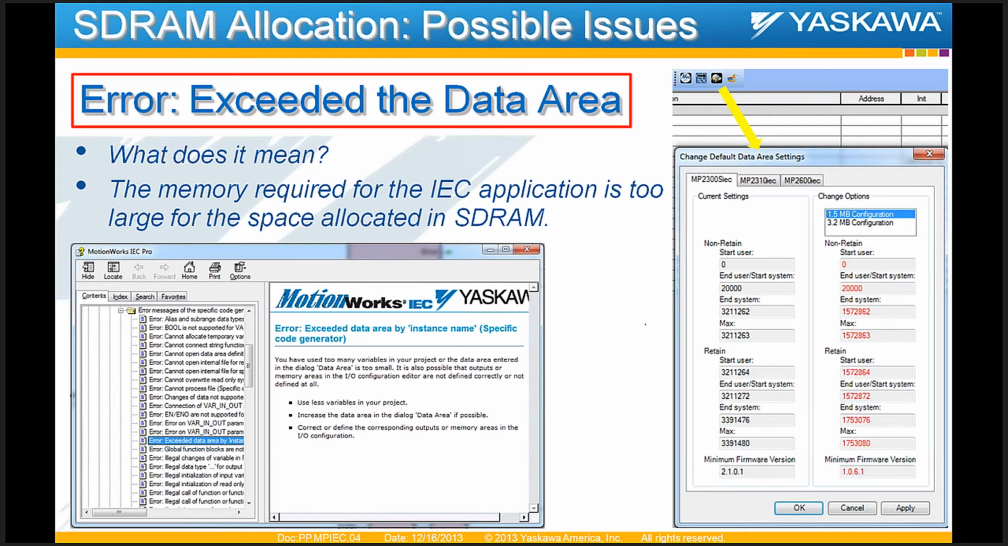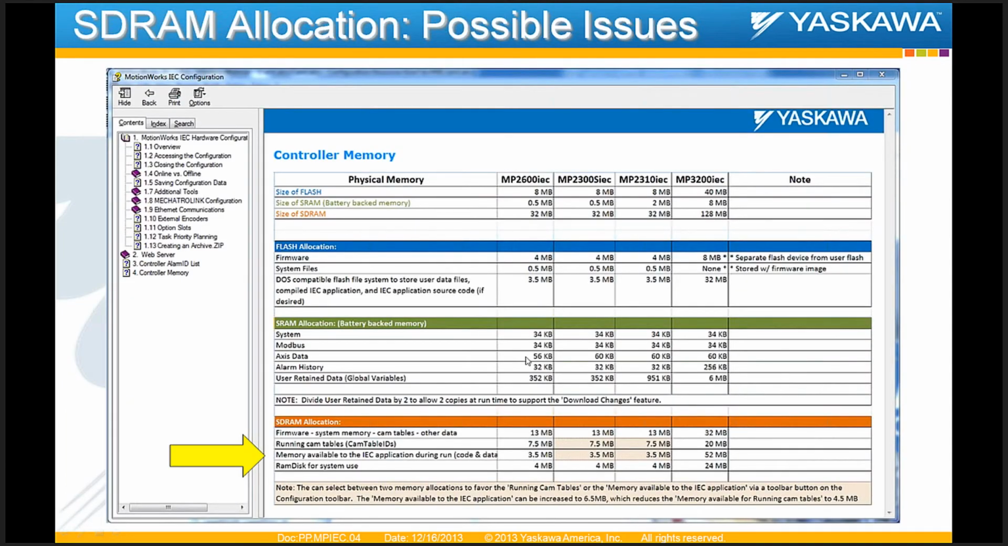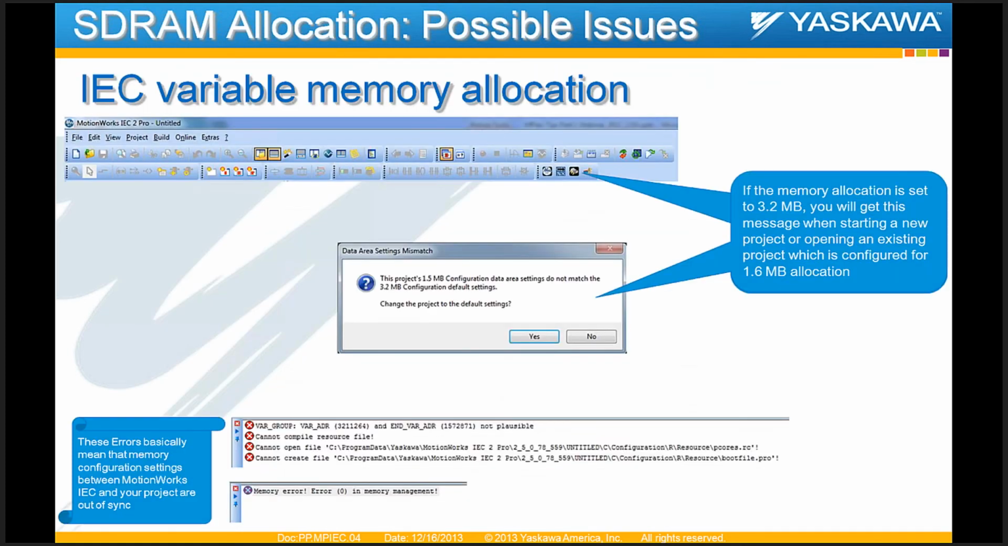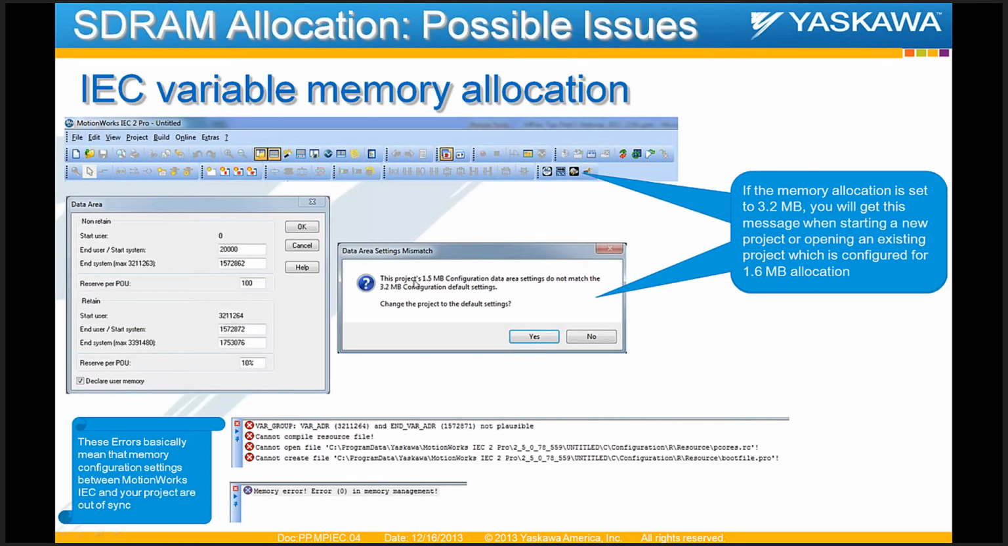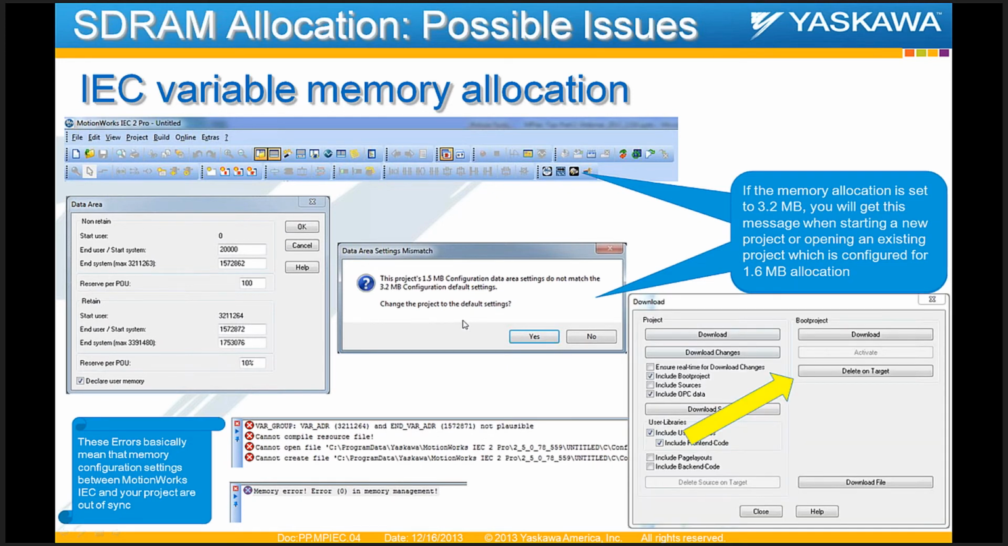So once again, we're speaking about the SD-RAM allocation, and the default is really half of that number, right? So 1.5 or 6 megabytes. And if you select 3.2, this number will double, and then this number will reduce down to 4.5 megabytes, as it says here. So you may also see this message box appear when opening a project. And that happens when there's a discrepancy between what the project memory size is set for and what MotionWorks IEC is set for.